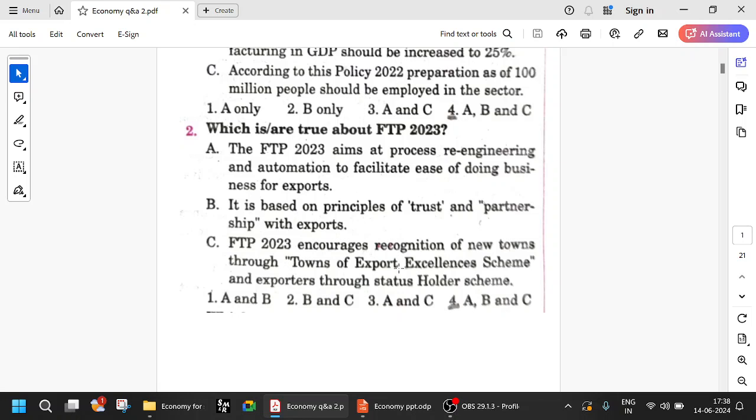39 towns are already there. Four new towns have been added. So this you know first, so C has to be there. So B and C. But A also seems to be correct. A and C, B is also correct.